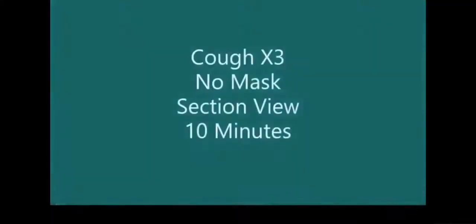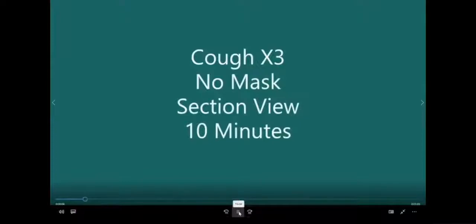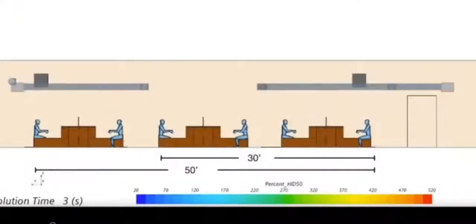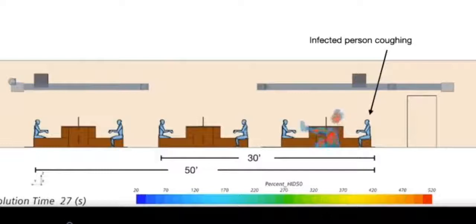We modeled a number of scenarios trying to decide how Holt Architects would return to the office. Staff wanted to know if they'd be allowed to remove their masks when seated at their workstations. And for that reason, our first model represents an unmasked person coughing 3 times in about a 10-minute period.